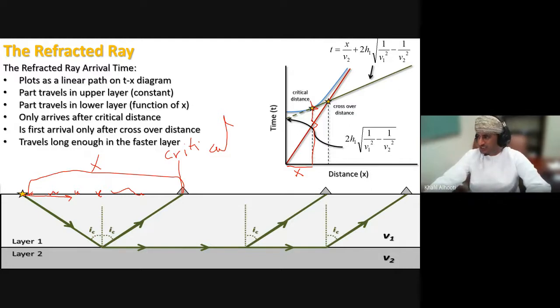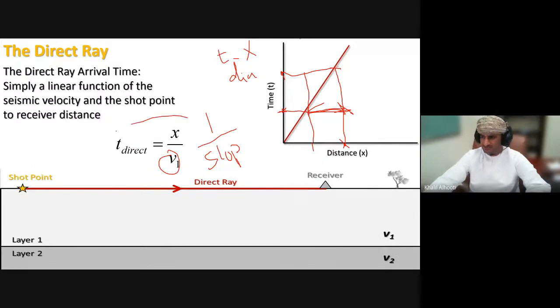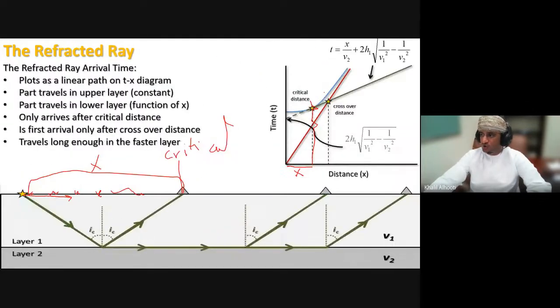So this is the equation of this line. What is it? The equation of the direct, that's the time equation of the direct. But the equation of the first refracted energy is that: X over the velocity of the second layer plus 2H1, where H1 is the thickness of the first layer, multiplied by the square root of 1 over the velocity of the first layer squared minus 1 over the velocity of the second layer squared. So this is what I call the equation of refracted energy.